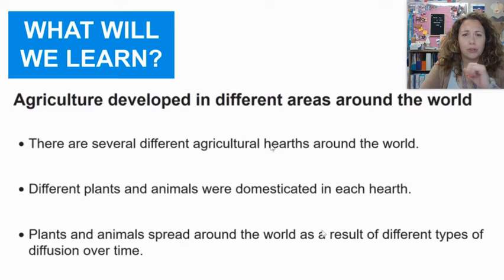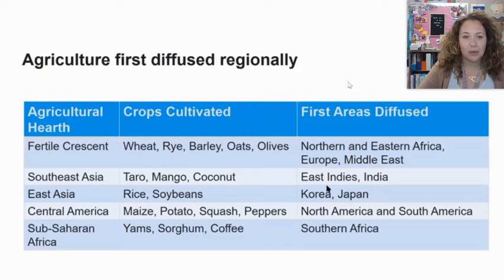Okay. Agriculture developed in different areas in the world. What are we going to learn here? Several different hearths around the world. A hearth is a center where plants and animals were domesticated or made for human use. Like we learned how to tame them or breed them to use for ourselves. And then plants and animals spread around the world as a result of diffusion over time.